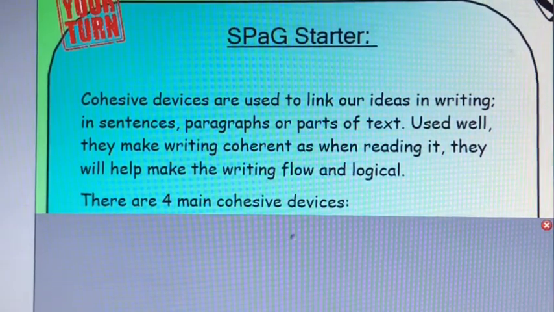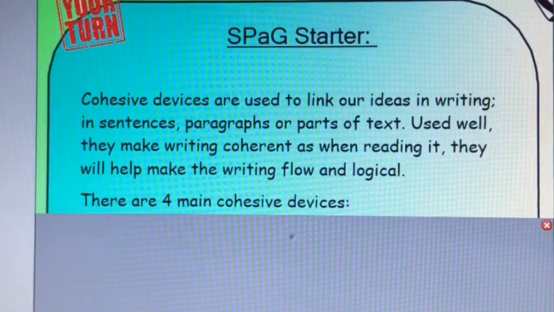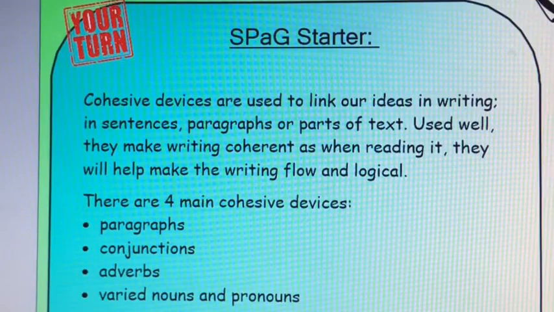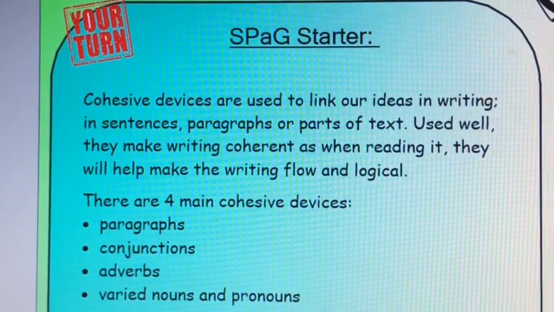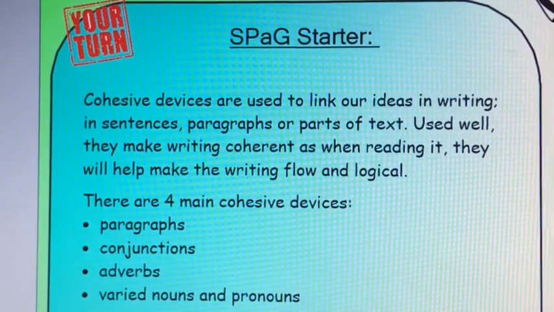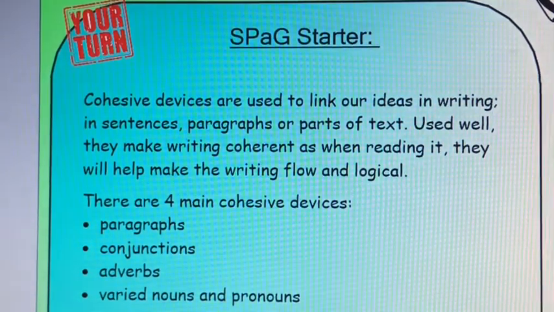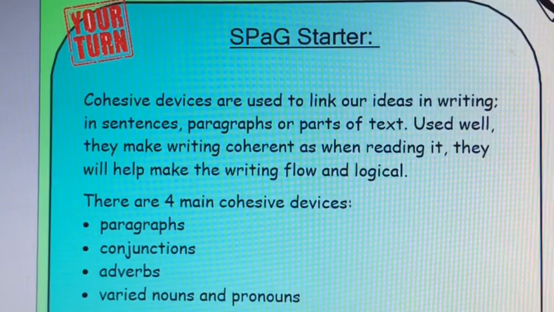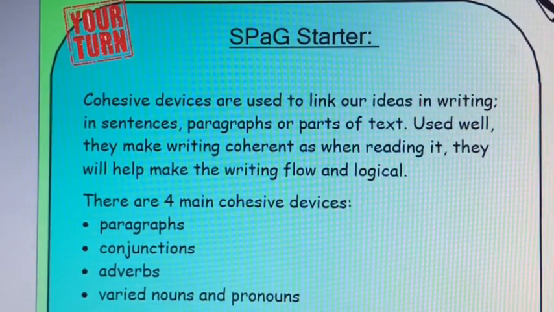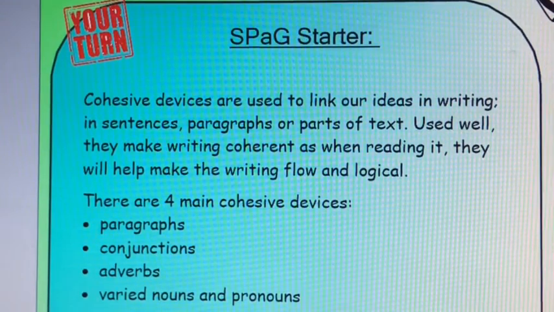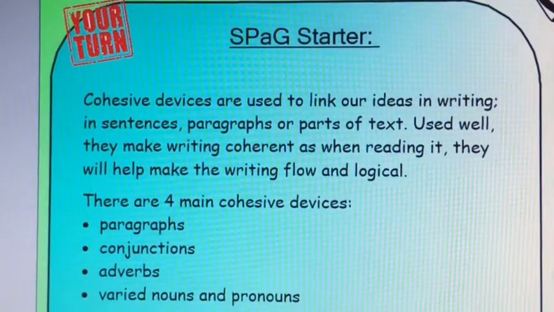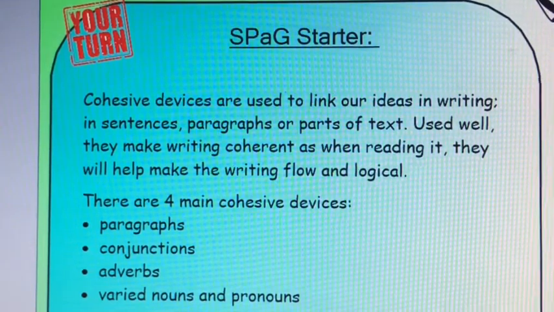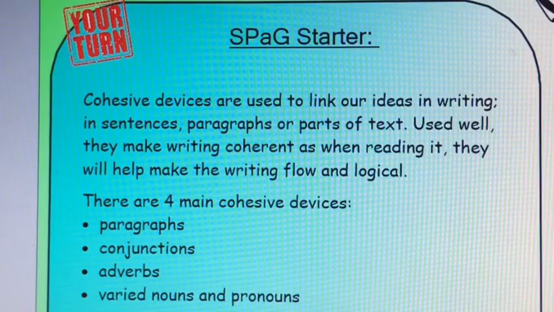But what are the four main cohesive devices? Just see if you can remind yourself of these. Okay, so take a look. For our writing to be cohesive, we can use paragraphs. Paragraphs help us to organise our ideas. We can use conjunctions. Conjunctions help us to link our ideas. We can use a range of adverbs. These as well can help with it being clear for the reader to understand where we're at, but also can help link ideas. We can vary our nouns and pronouns.